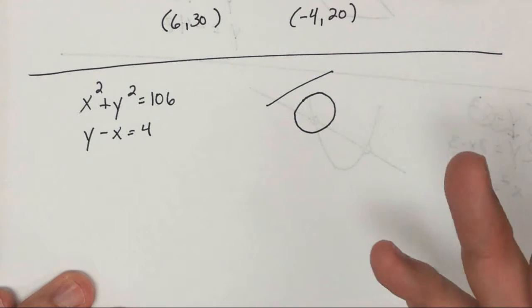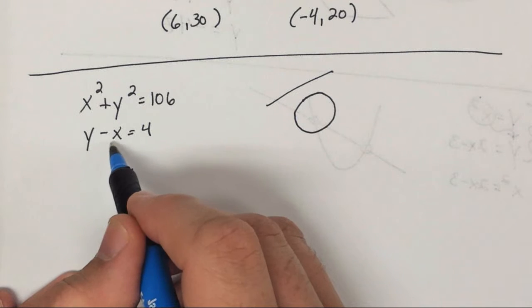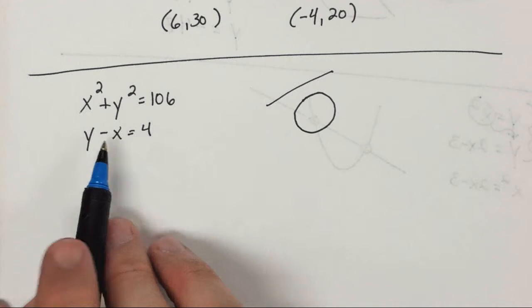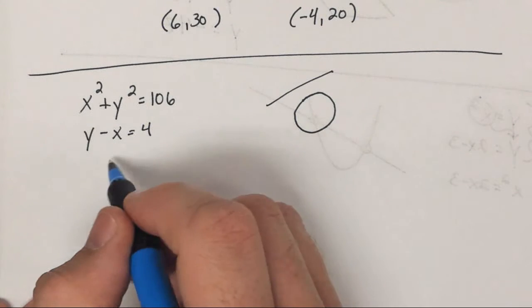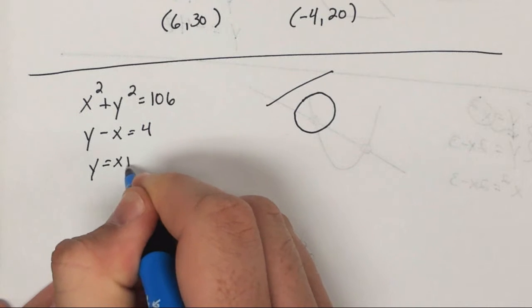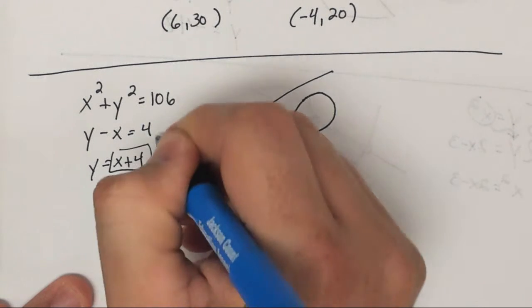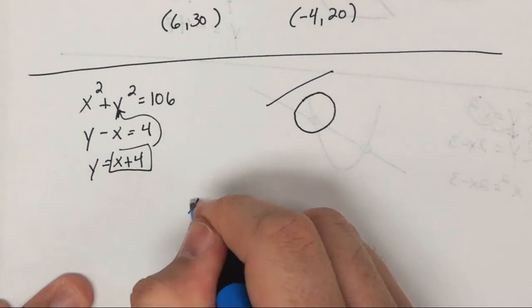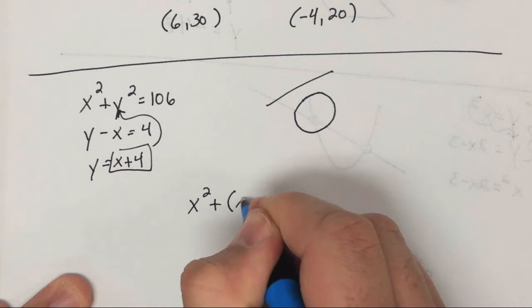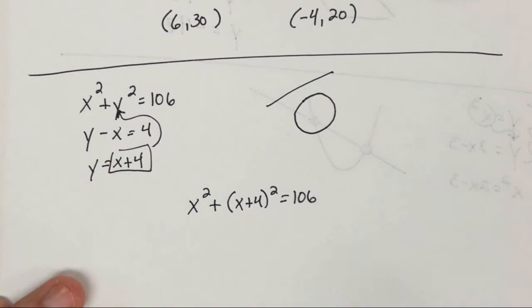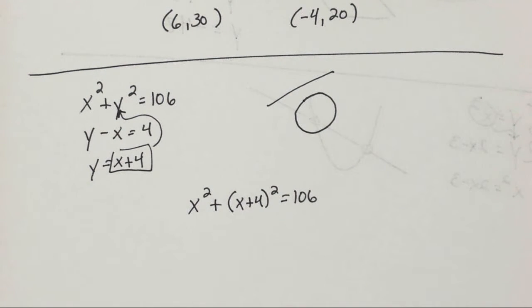So it's the same method. Solve for either x or y. I would do it down here. Find the one that it's easier to solve for and then plug it into the other one. So we're going to move our x over. We've got y equals x plus 4. And plug that in for y in your other equation. So now you have x squared plus, instead of y squared, it would be x plus 4 squared equals 106. And now all of a sudden you don't have x's and y's, you have only x's.